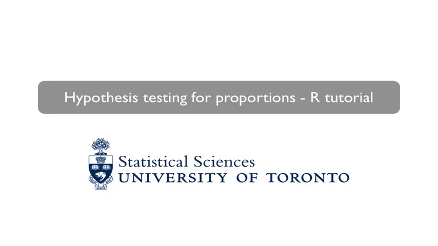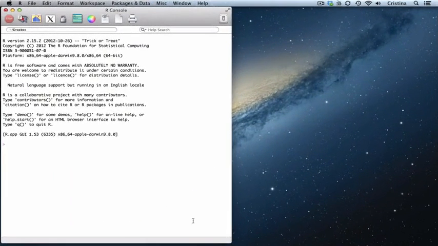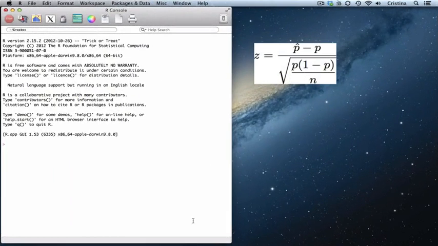Allison introduced the main idea behind hypothesis testing, and Jeff showed a few examples of how hypothesis tests can be used for proportions. The first example Jeff walked through was the results of a poll on the proportion of supporters for the Mayor of Toronto, Rob Ford. Here's the formula for the test statistic, and we can calculate it using R to obtain negative 5.17.